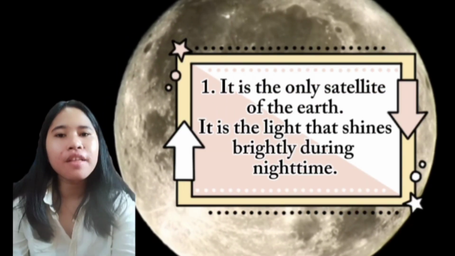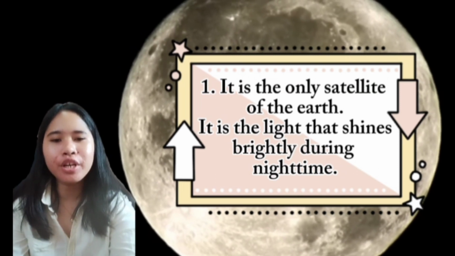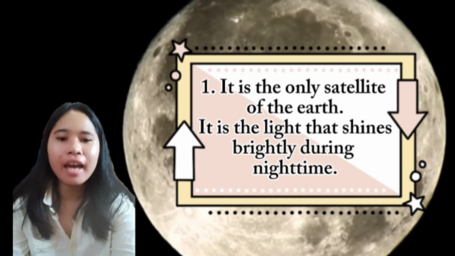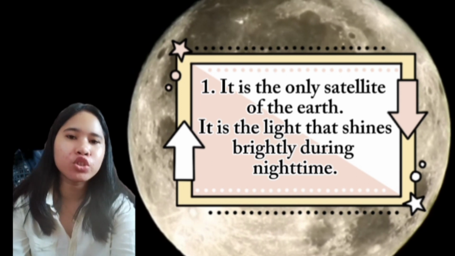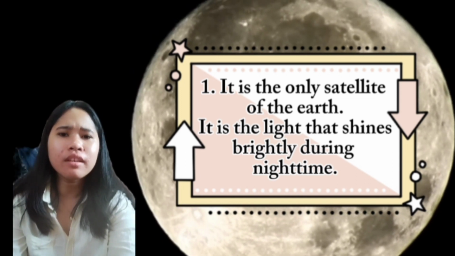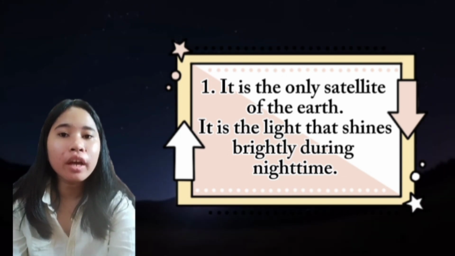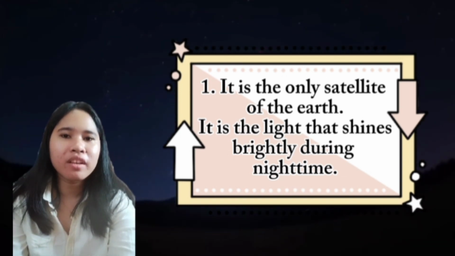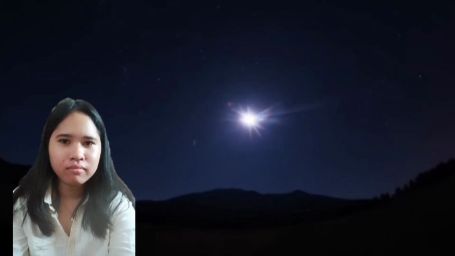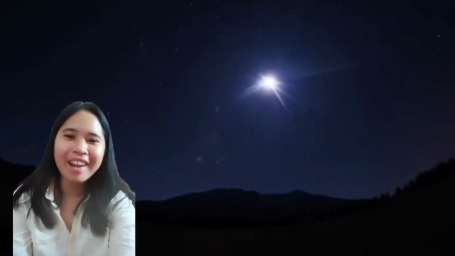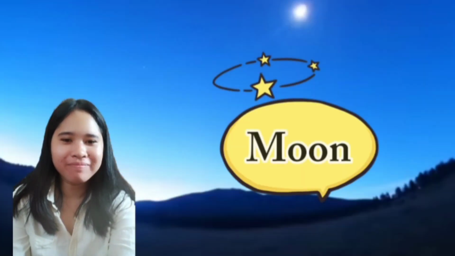Okay? So the first question is: it is the only satellite of the Earth. It is the light that shines brightly during nighttime. I guess you have an idea what it is? The one that shines brightly during the nighttime. Yes, correct. The answer is moon.